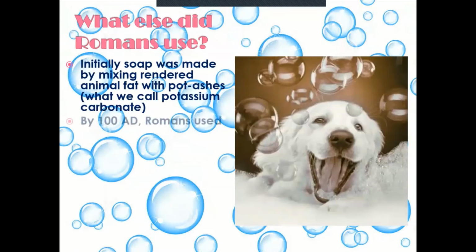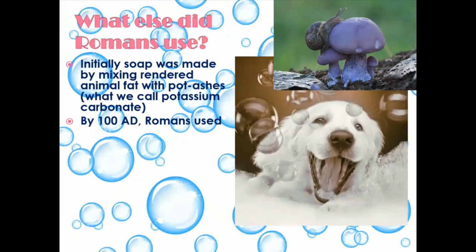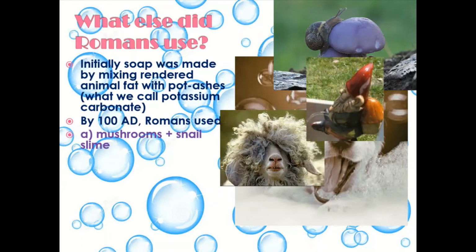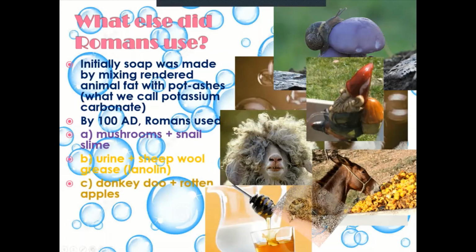potassium carbonate today. But by about 100 AD, the Romans, oh, multiple choice, here we go. Were they using mushrooms and snail slime? Oh, that was the thing where they crawl on your face, the hyaluronic acid, and make your lips plumper. Or were they using urine and sheep wool grease, which is lanolin? Were they using donkey dew and rotten apples? Or, oh, was it the land of milk and honey and bee venom?